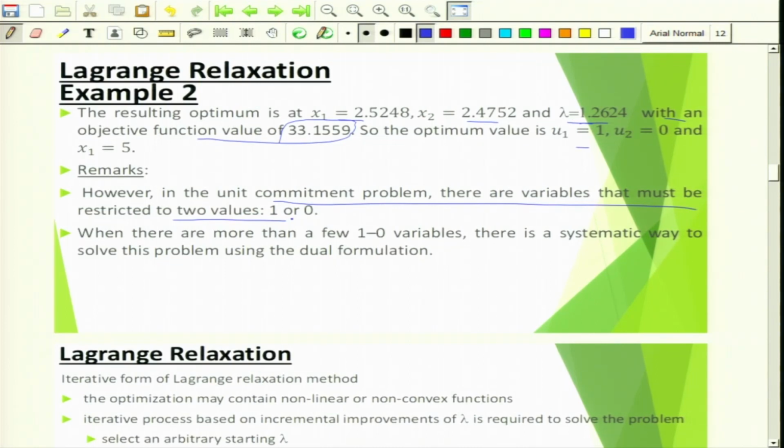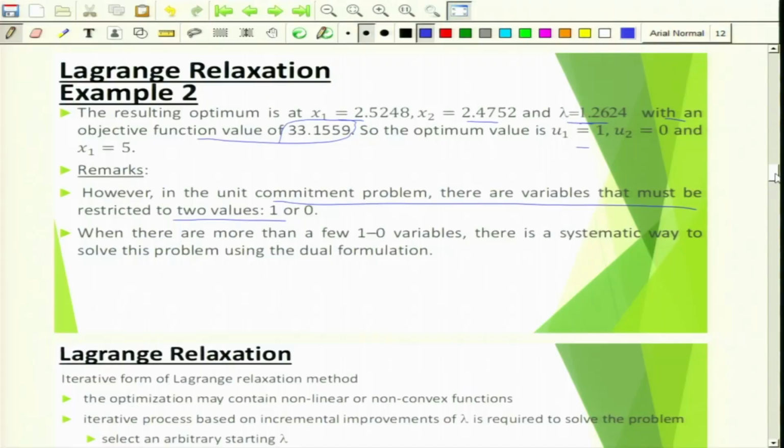When there are more than a few 1 0 variables, there is a systematic way to solve this problem using the dual form. Because it is just two variables, x1 and x2, that means two generators basically, and you either switch off, or here the most economical solution is saying you switch off generator 2. x2 is not entering into the problem because u2 is 0, but you consider only u1. That is what it is saying.